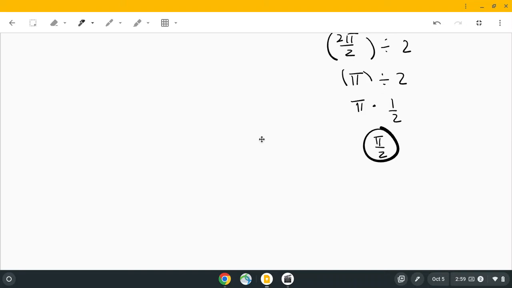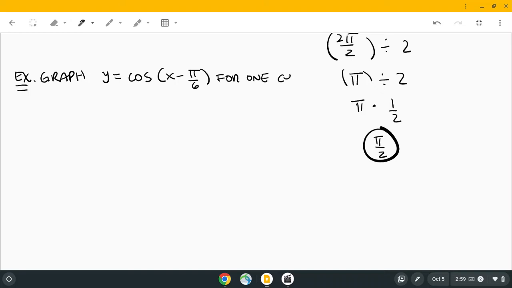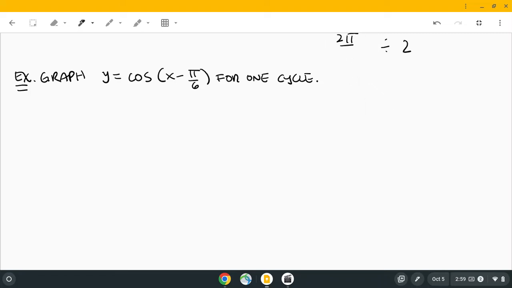All right, so let's try another one. Let's graph y equals cosine of x minus pi over 6 for 1 cycle. Okay, I'm going to erase this so it doesn't look so cluttered.